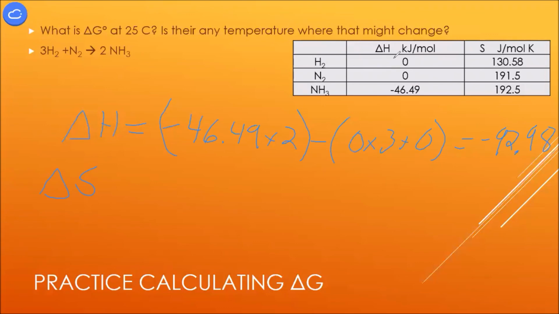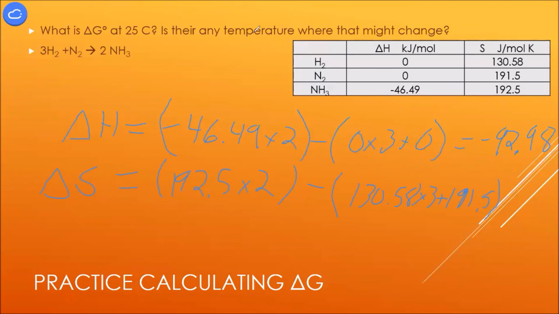Okay, delta S, same thing. Products: 192.5 times 2. Oh, sorry, I need to erase that. Okay. Minus our reactants, which is 130.58 times 3 and 191.5.